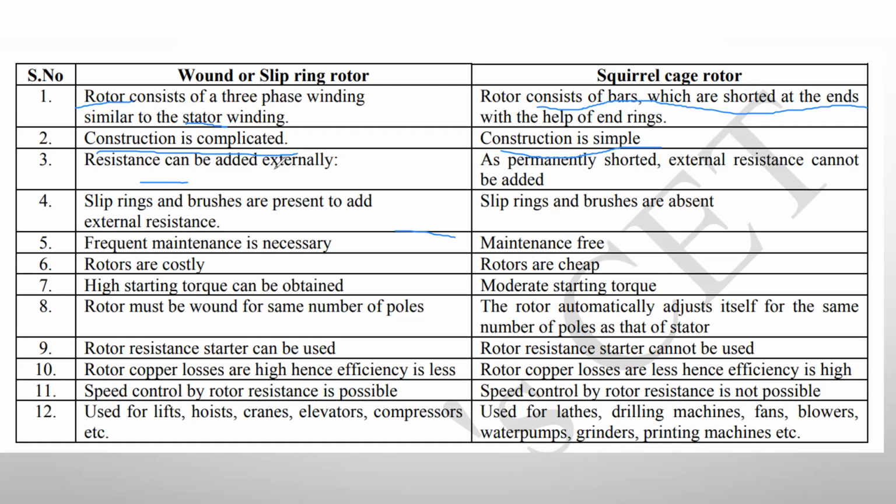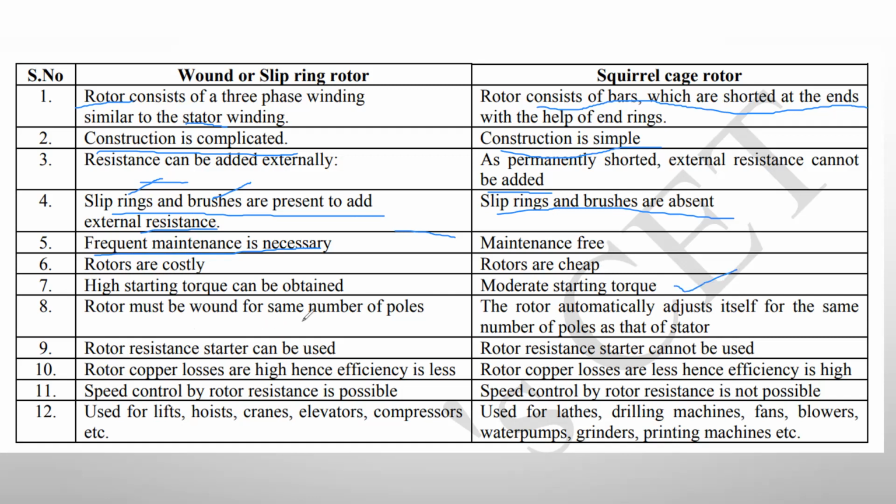Resistance can be added externally here. They are adding the resistance. In the squirrel cage, it is permanently shorted, so we cannot add anything inside. Slip rings and brushes are present to add the external resistance. In the squirrel cage, they are absent, so maintenance is less, with no slip rings and brushes. This is a very important point. Frequent maintenance is necessary in the slip ring motor. The squirrel cage is maintenance free. The slip ring rotor is costlier. The squirrel cage rotor is cheap. Slip ring has high starting torque. This one has moderate starting torque.